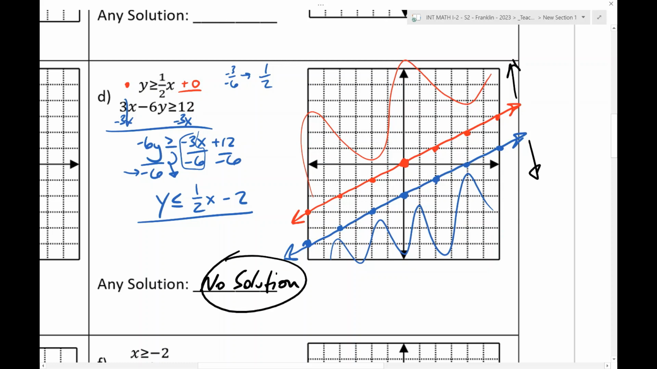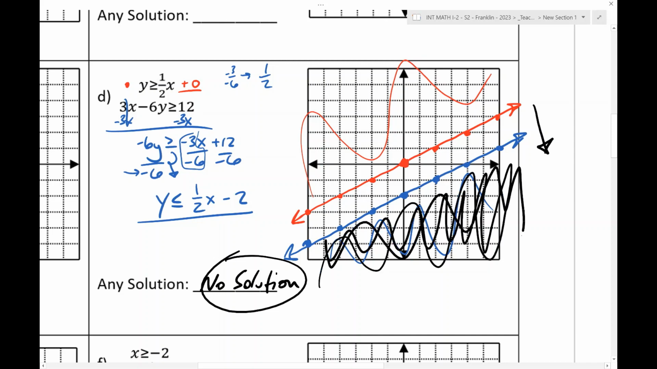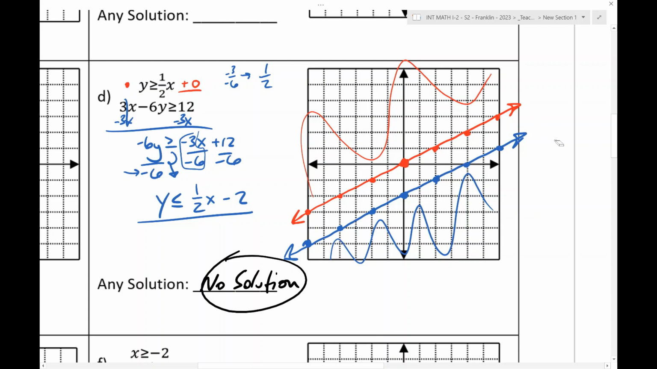Similar to a system of equations, when your lines are parallel, it is possible to get no solution. However, not every time you have parallel lines in a system of inequalities is it going to be no solution. Because if this red line, for example, had been less than, then it would have been shaded down, and the shaded overlap would be this area here. So you need to be careful. Just look at what the symbols tell you to do, where they tell you to shade. If they don't overlap, it's no solution. But if they do overlap, that's where your solutions are.